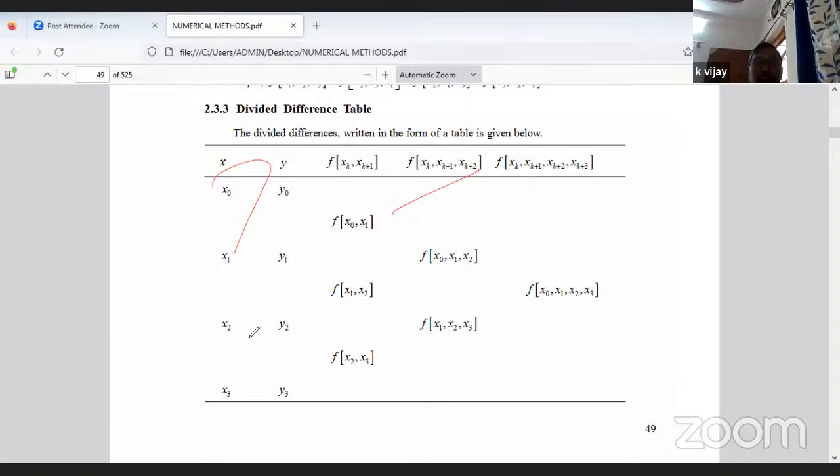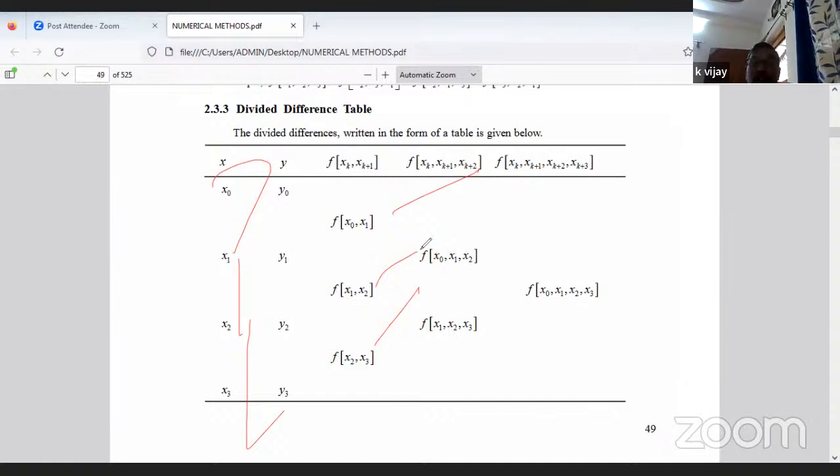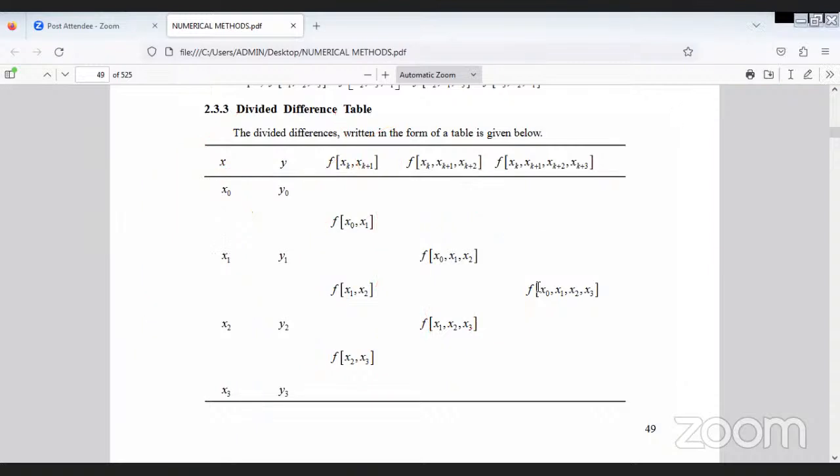Then what are we doing? x1, x2. Am I correct? Then the third point is x0, x1, x2. Then x1, x2, x3. For the fourth one, up to this point we take two values, and as we go on the values keep merging, so x0, x1, x2. By the time we reach the last, all values are merging. Am I correct? Yes, sir.